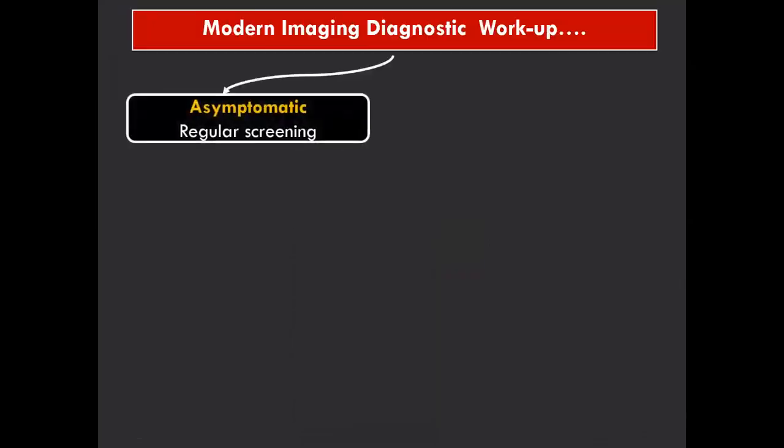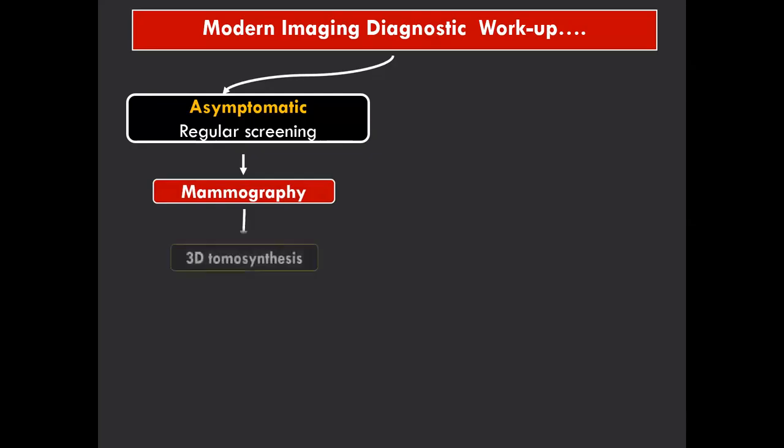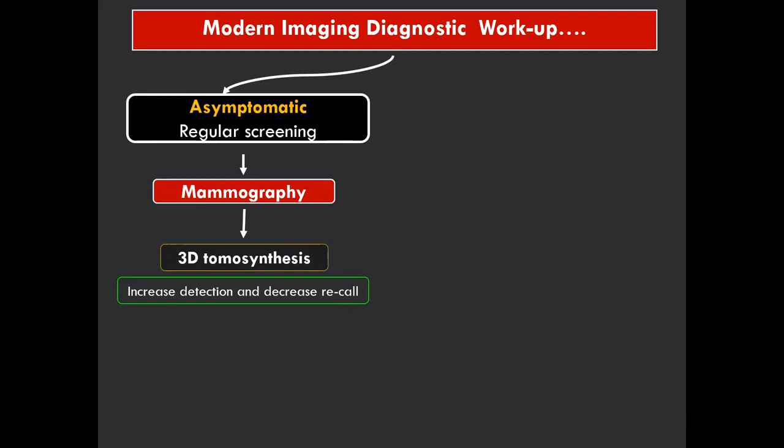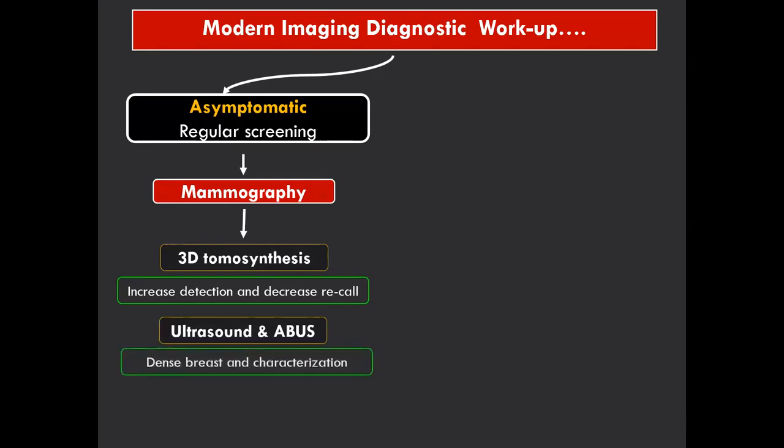So when we want to have a broad overview of what we have been saying, we can classify patients into asymptomatic and symptomatic patients. For the asymptomatics, regular screening mammography is recommended starting at the age of 40. If we have 3D digital tomosynthesis or automated breast ultrasound, they both increase the detection and decrease the recall rates of the patient. Ultrasound is of specific use in the dense breast and in lesion characterization, and contrast mammography has the potential to be used in the future for high-risk individuals.